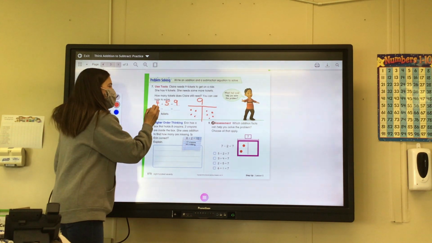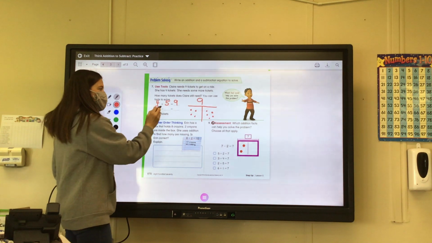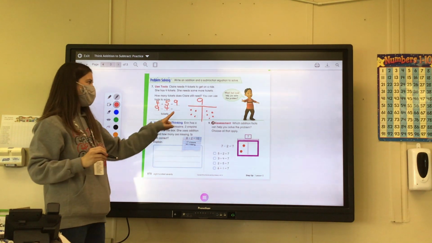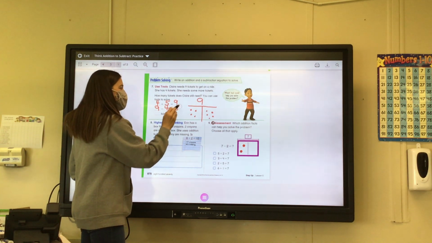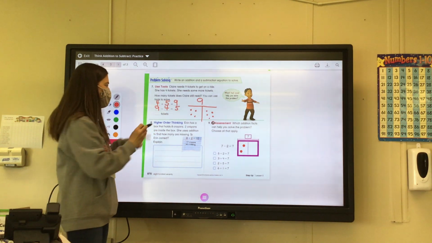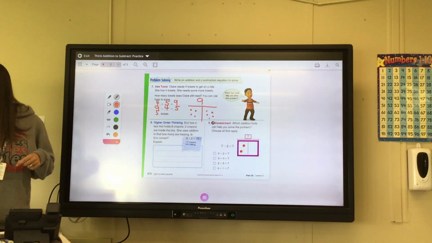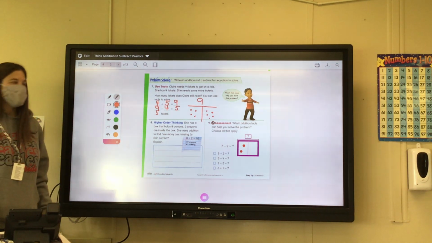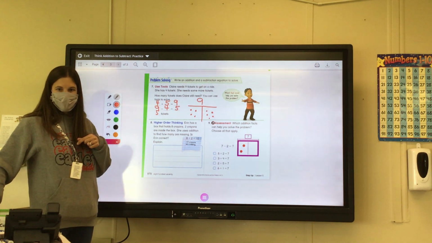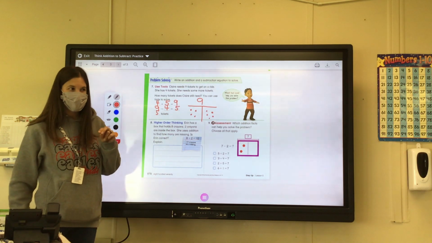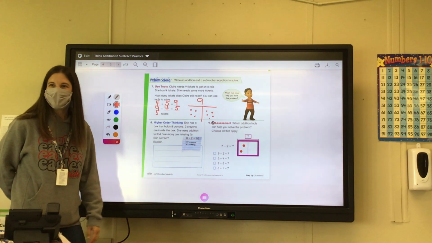Okay, so now she needs 9 tickets, and she only had 4 tickets. How many does she still need? 5, right? The whole minus 1 part equals the other part. So she needs 5 tickets. 4 plus 5 equals 9. 9 minus 4 equals 5. So she needs 5 tickets. See how addition helps you with subtraction? All right, let's look at number 8.